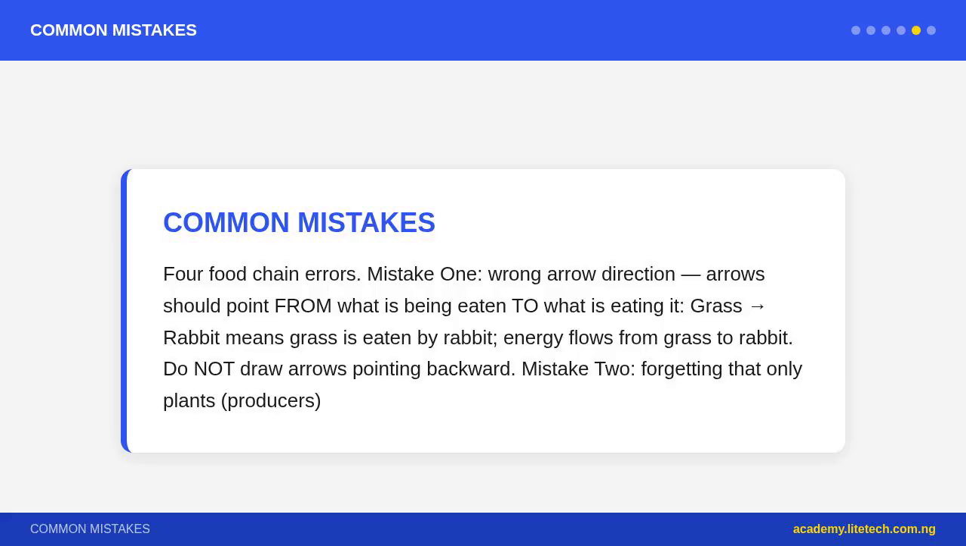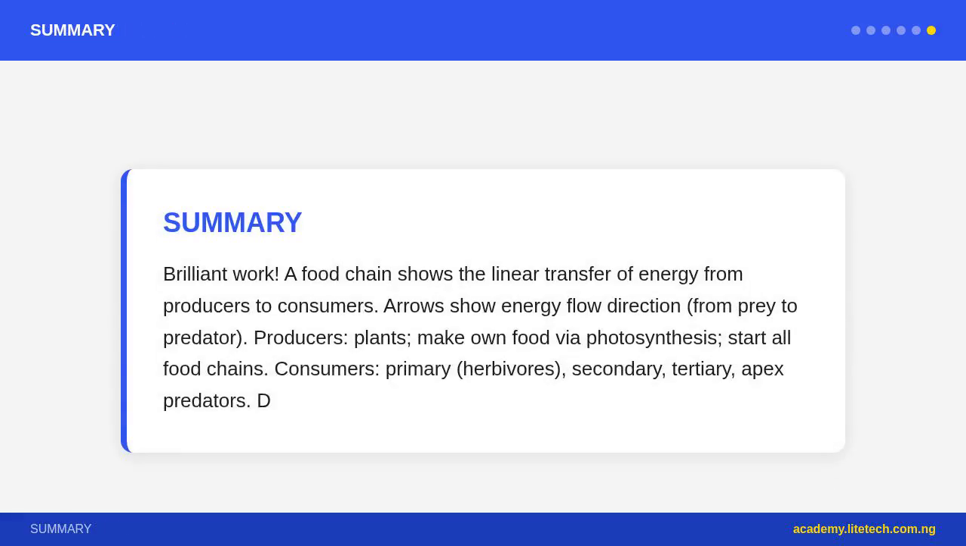Four food chain errors. Mistake 1. Wrong arrow direction. Arrows should point from what is being eaten to what is eating it. Grass to rabbit means grass is eaten by rabbit, energy flows from grass to rabbit. Do not draw arrows pointing backward. Mistake 2. Forgetting that only plants, producers, can start a food chain. A food chain must always begin with a producer, green plant or algae. An animal cannot start a food chain.